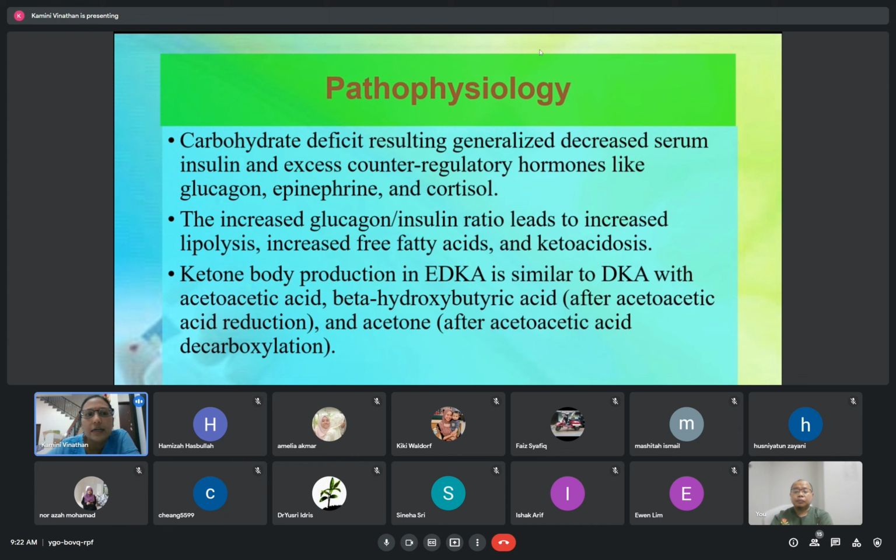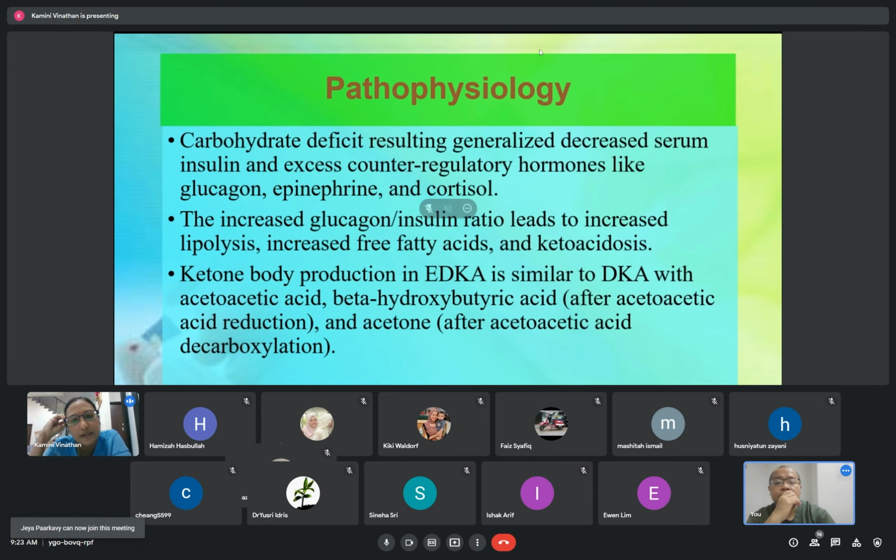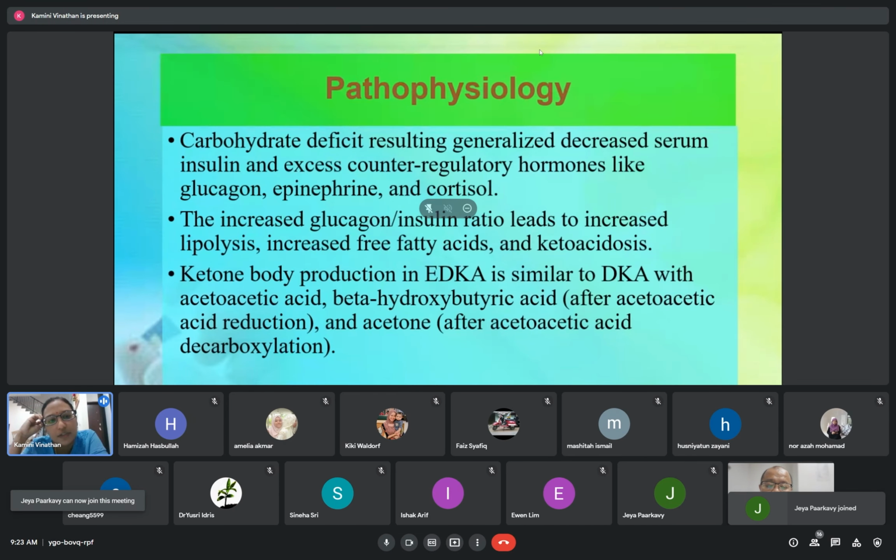The physiology. Carbohydrate deficit results in decrease in serum insulin and excess counter-regulatory hormones like glucagon, epinephrine, and cortisol. The increase of glucagon to insulin ratio leads to increase in lipolysis, increased free fatty acids, and ketoacidosis. So ketone body production in euglycemic DKA is similar to DKA.